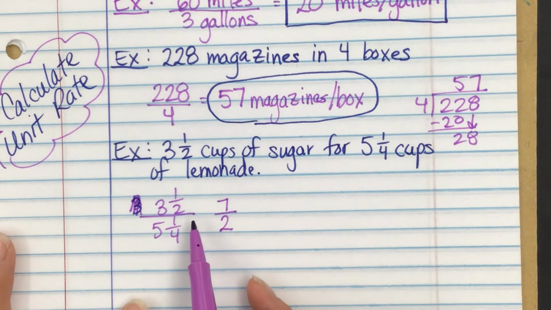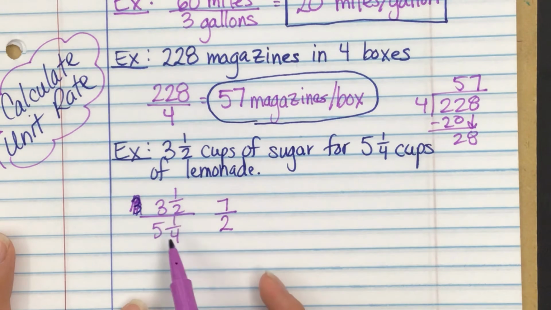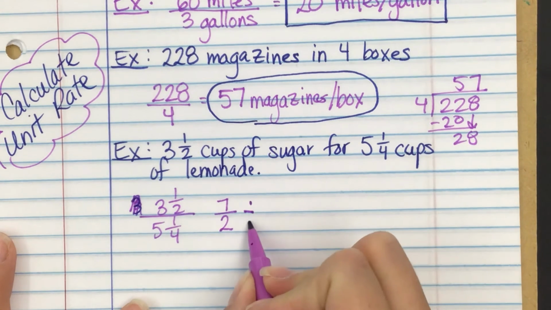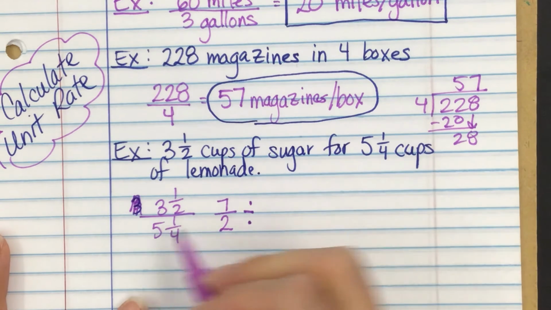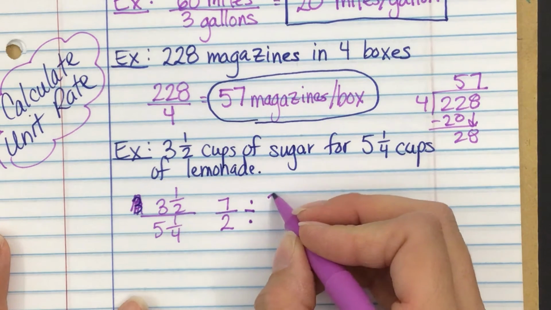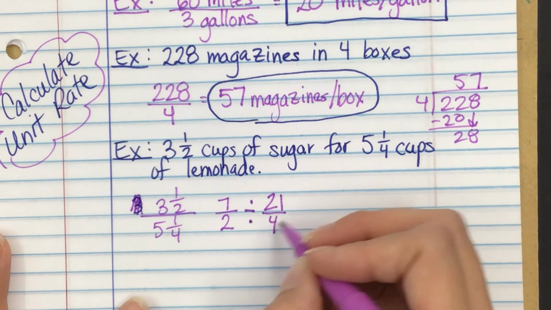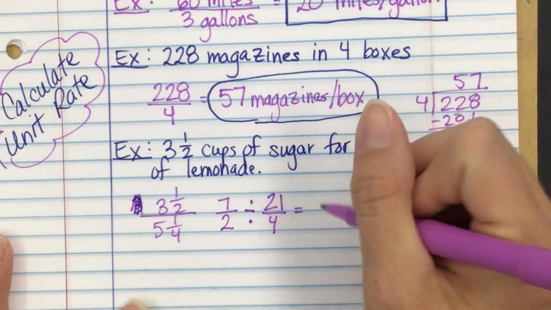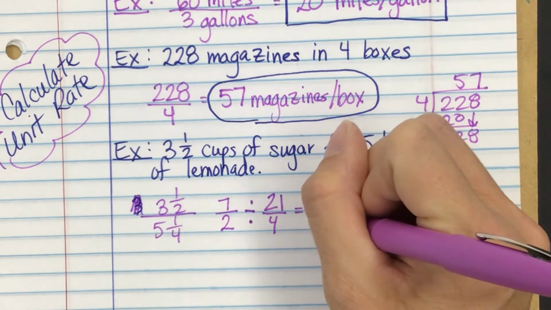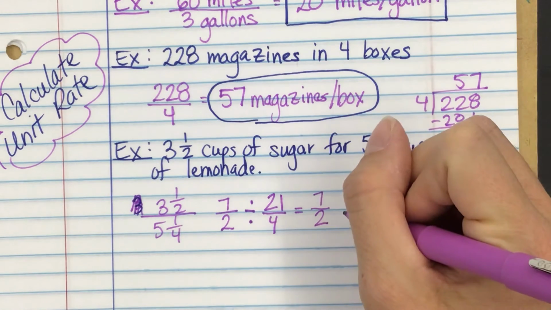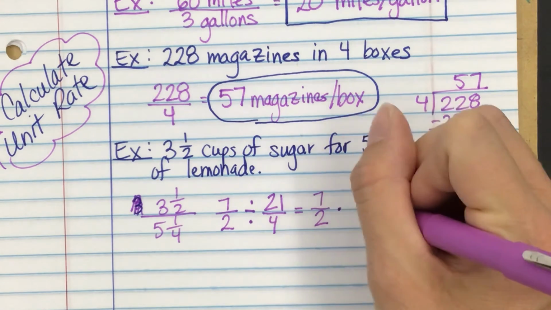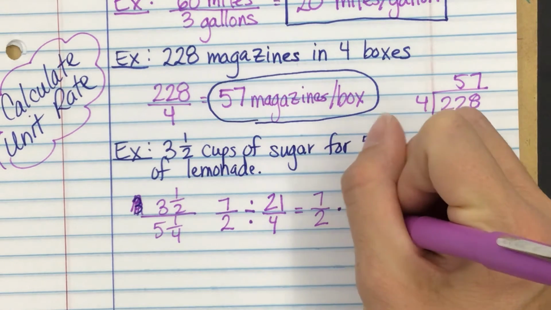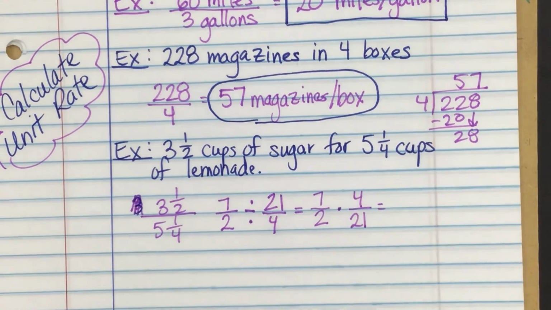Now this is just a division bar, so it's this divided by this. So I'm going to change this into an improper fraction. So this is 21/4. Now that I have it written horizontally, I can keep it, switch it, flip it. So this will be 7/2 times 4/21. And then you're going to multiply straight across.